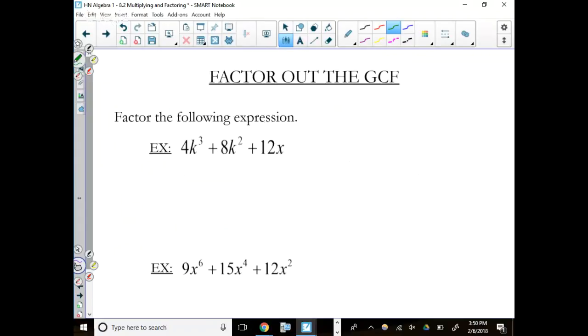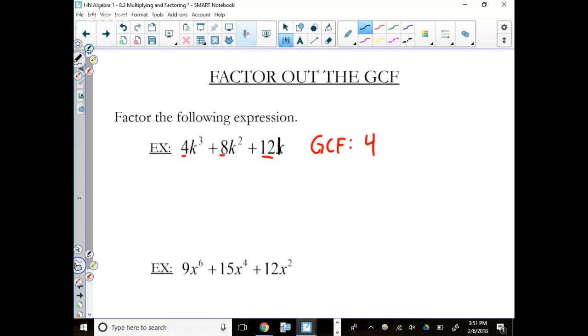So factor the following expressions, okay? So this is where you're going to find the GCF, and then you're going to basically factor it out. You're going to take it out of each of the terms, okay? So let's look at this, GCF. So let's look at the number, or the coefficients. So we have 4, 8, and 12. So the biggest number that will divide into all of them would be 4.